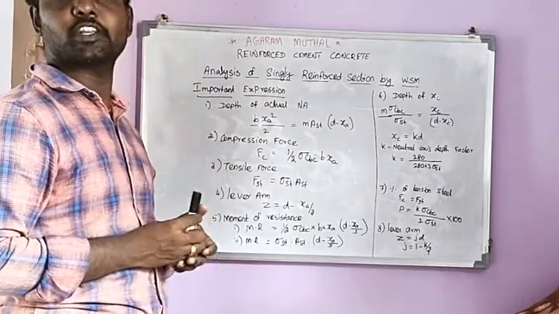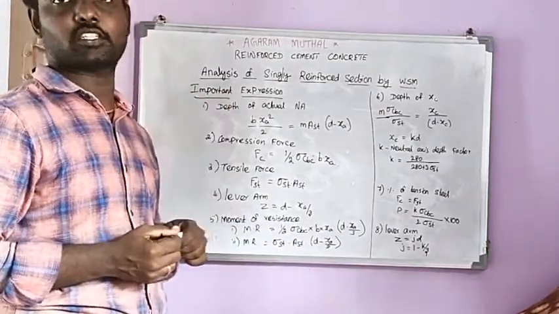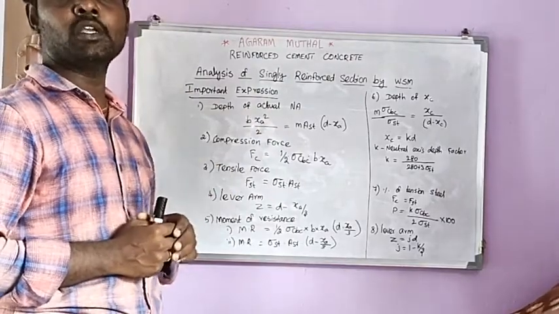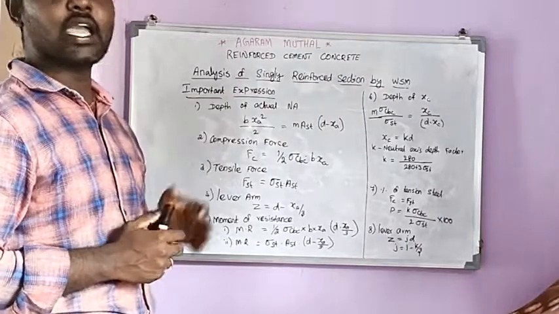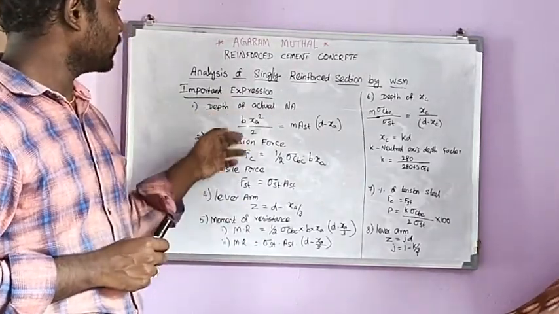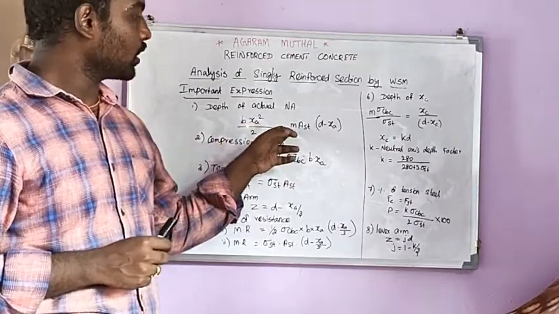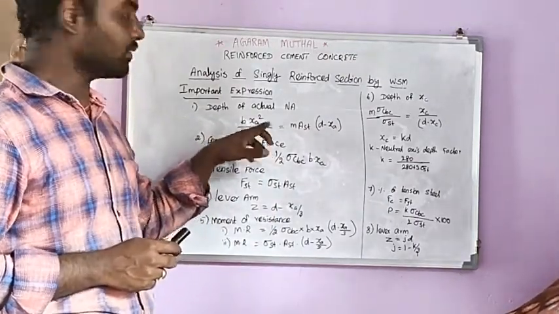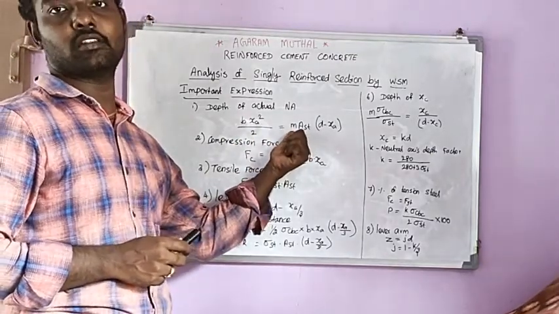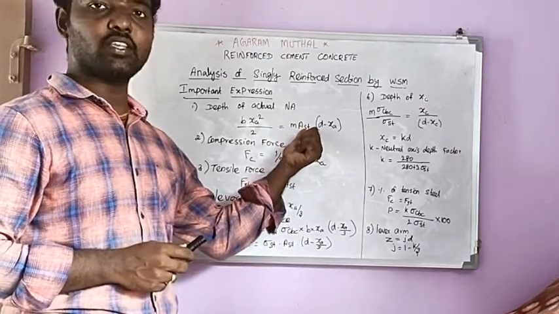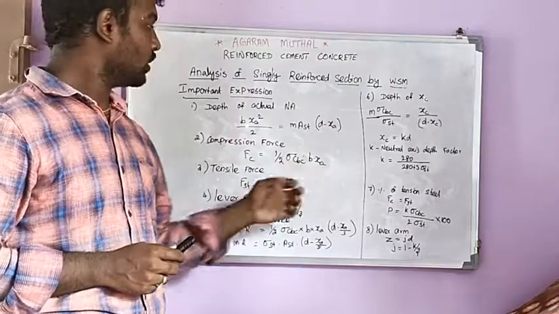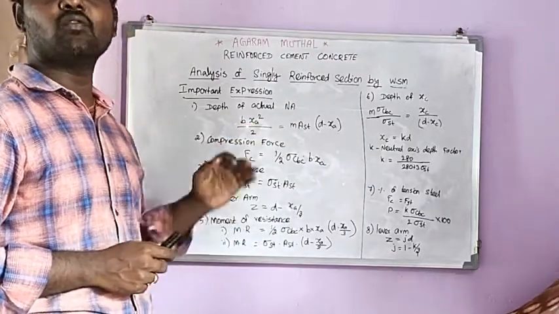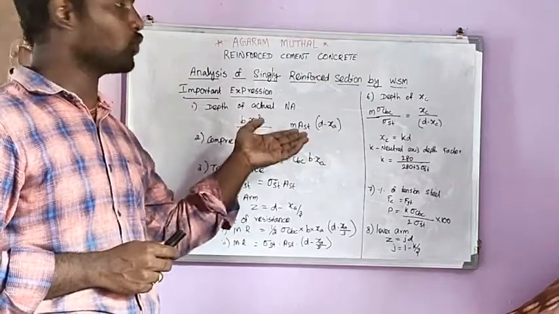Here are some of the important expressions which we have to carry out in a singly reinforced section. The first one is the depth of the actual neutral axis. The neutral axis is nothing but the exact center portion between the compression zone and tension zone. The depth of the actual neutral axis has the expression b into Xa square divided by 2 equal to m into Ast into (d minus Xa), where b is the breadth of the beam, Xa is the actual neutral axis, m is the modular ratio 280 divided by 3 sigma cbc, Ast is the area of the steel, and d is the effective depth. So with the known values, we can substitute and get the value of Xa, and vice versa we can get the value of Ast with respect to this expression.